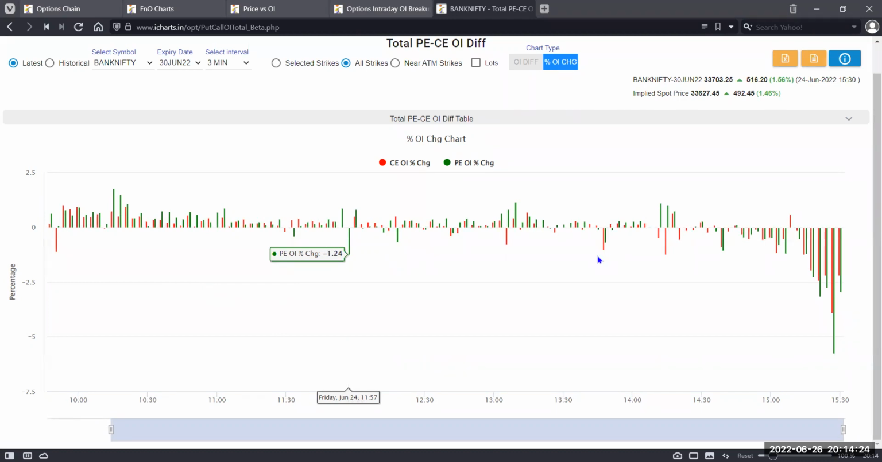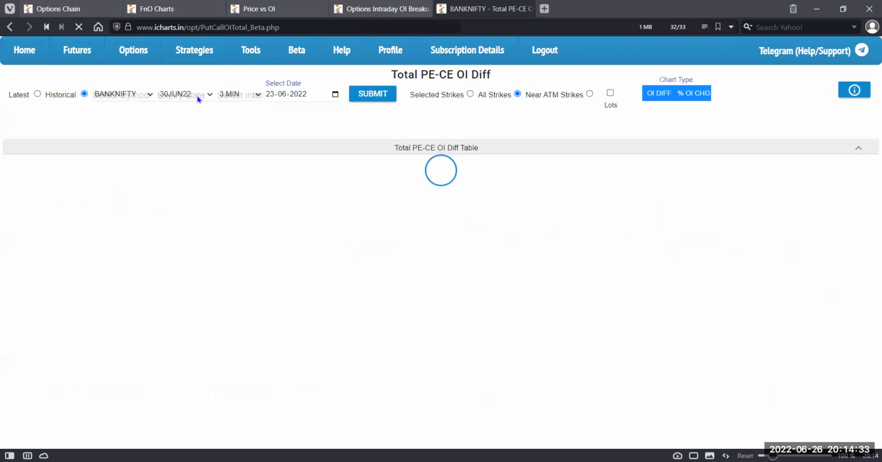Yeah, on the days except Thursday, right? Which one? On Thursday it will be significant. Like we saw. Let me go to Thursday.